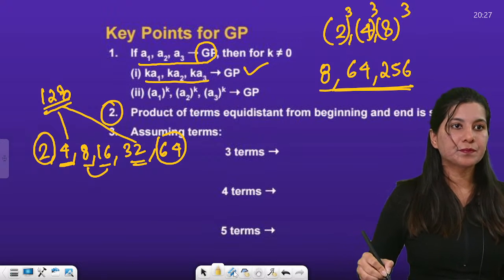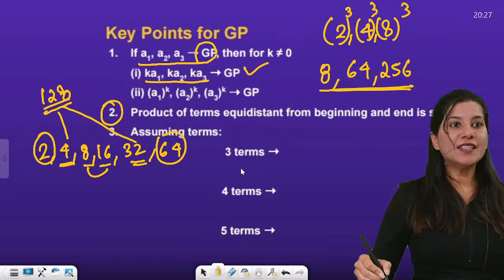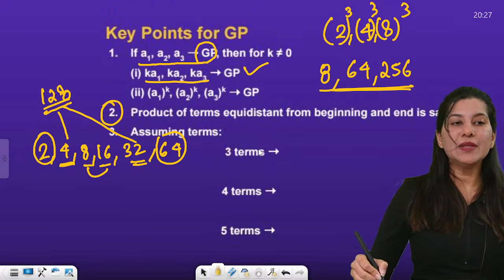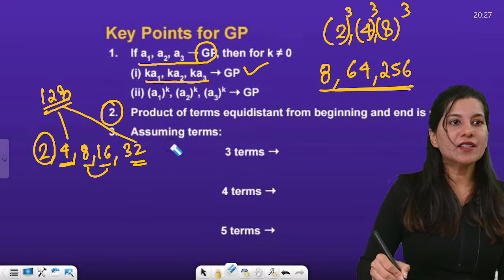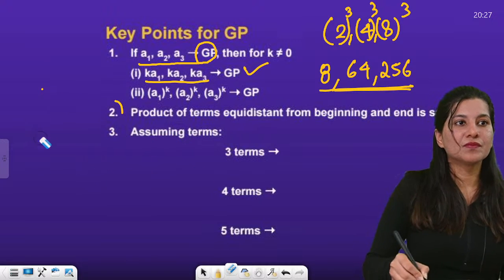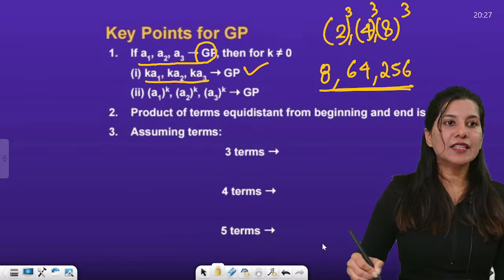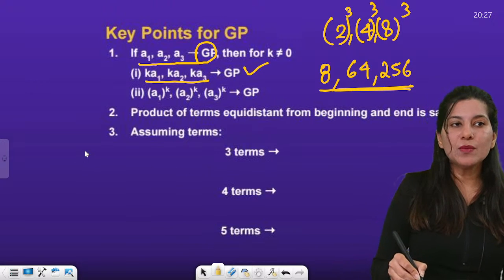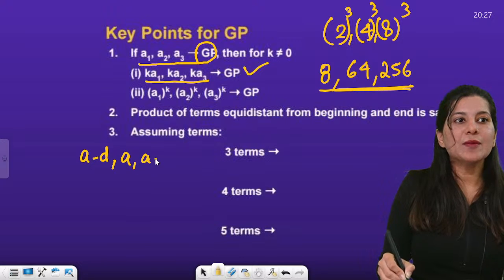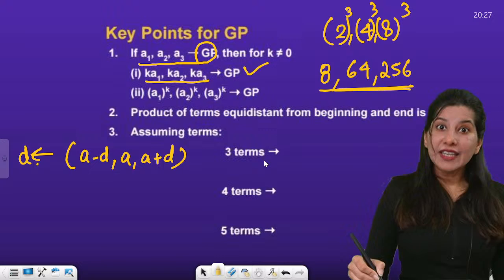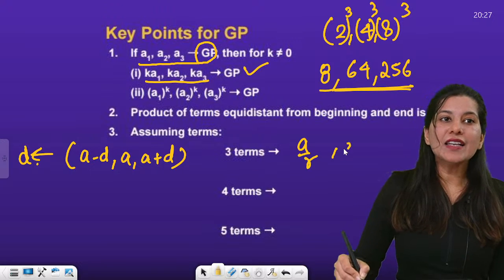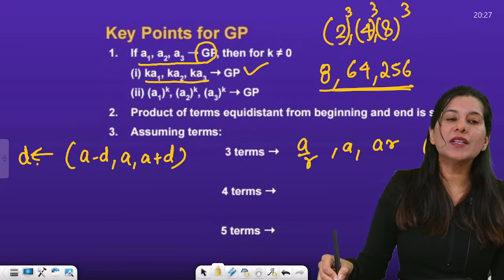Okay. Now similarly, 3 terms in AP. Do you remember 3 terms in AP? Let us discuss 3 terms in AP. 3 terms in AP were A minus D, A, A plus D. The common difference of this was D. So 3 terms of GP will be A by R, A, AR. Similar, but the common ratio will be R.